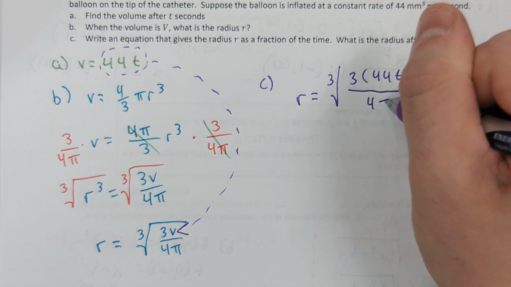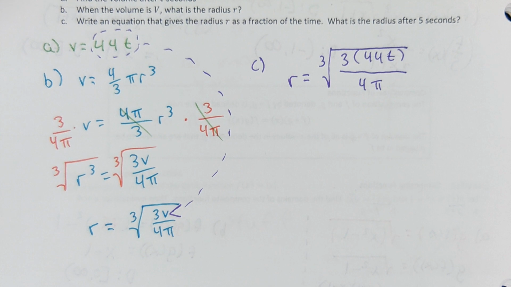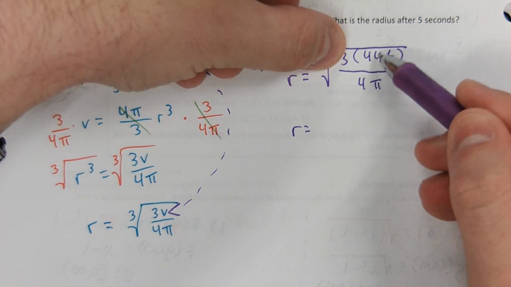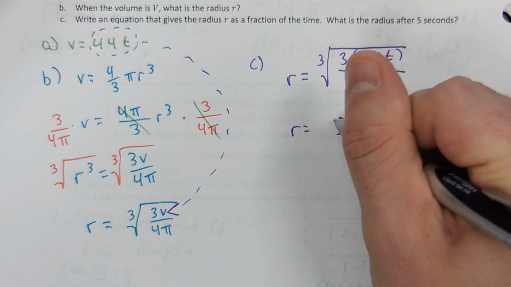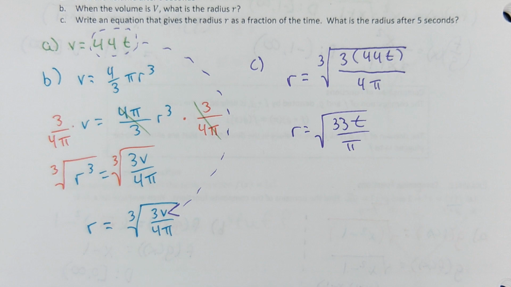over 4 pi. Now this does clean up a little bit because 44 over 4 is 11. So it gets a little bit pretty. So you have 3 times 11, so it's 33t over pi, like that.